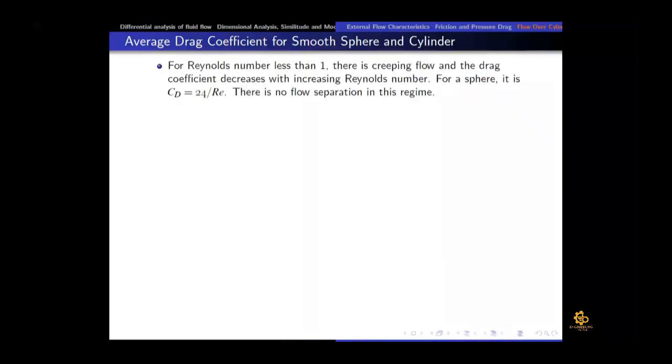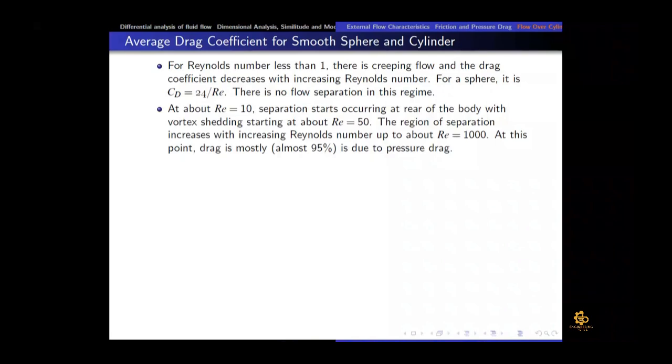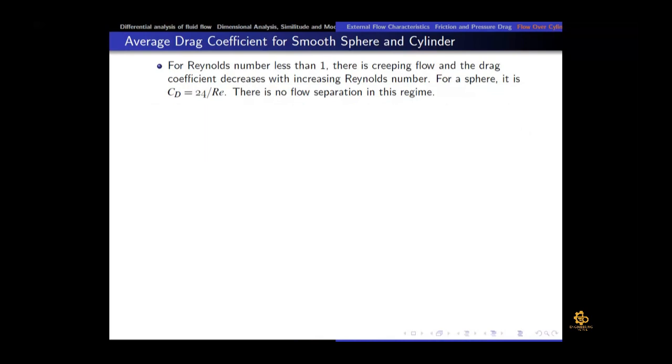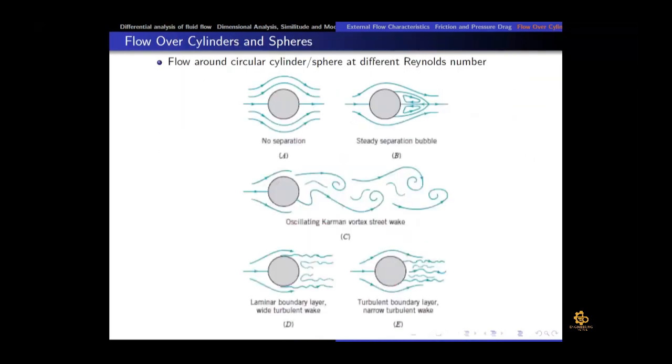For Reynolds number less than 1, there is a creeping flow and the drag coefficient decreases with increasing Reynolds number. For a sphere, it is 24 divided by Reynolds number. There is no flow separation in this region. So friction drag will be more in this case and the pressure drag contribution would be less. At about Reynolds number 10, separation starts. There would be standing vortices, which I have shown you in figure B.